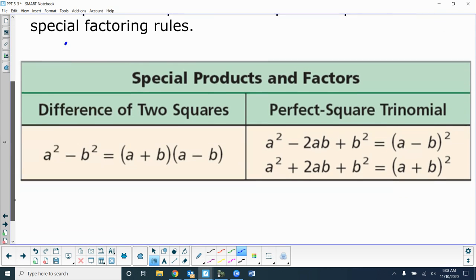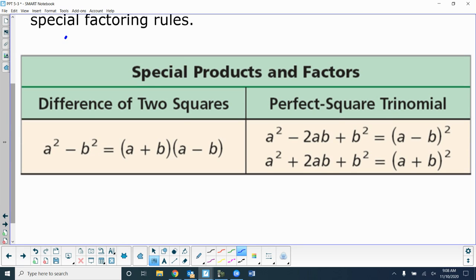All right, the difference of squares. If you've got 2 perfect squares and a minus between them, you just take the square root. The square root of a squared is a, that goes in the front of both. The square root of b squared is b, that goes in the back of both. One's addition, one's subtraction.